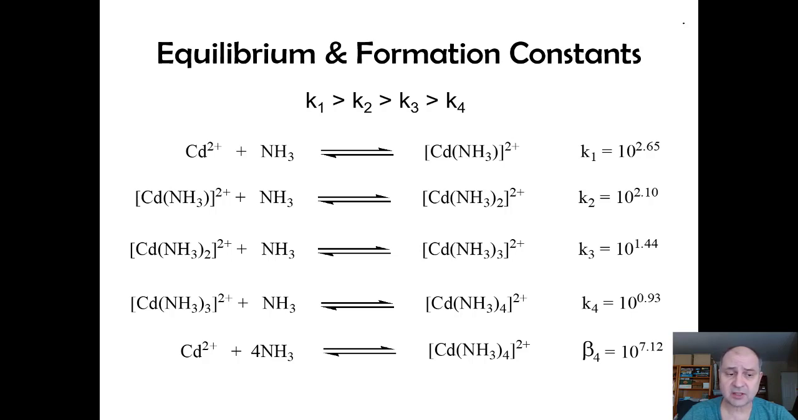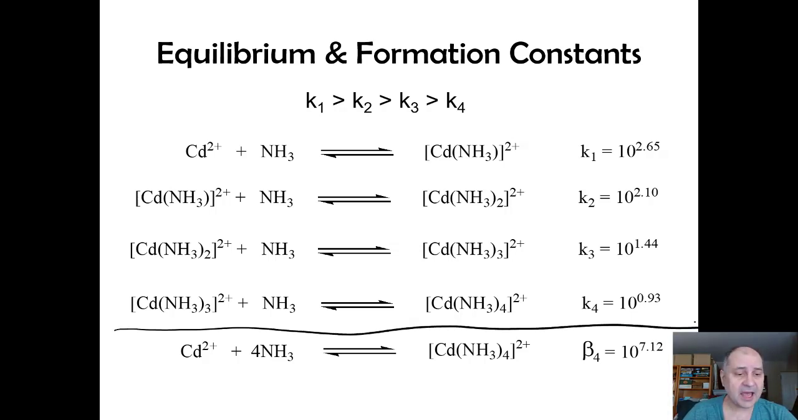If we look at a specific reaction here, we have a tetrahedral cadmium complex that we're forming, tetraamine cadmium 2, and here we have K1, K2, K3, and K4. As expected, we expect K1 to be larger than K2, etc.